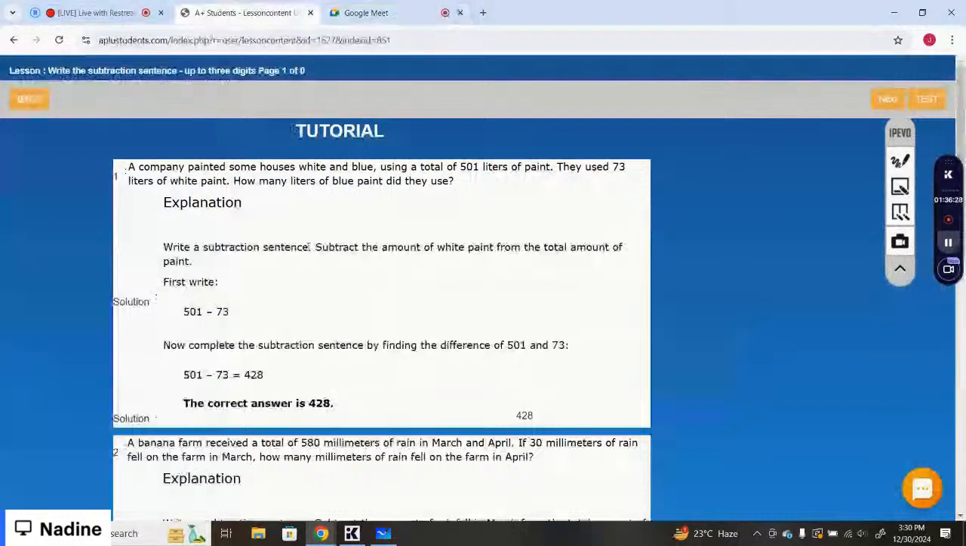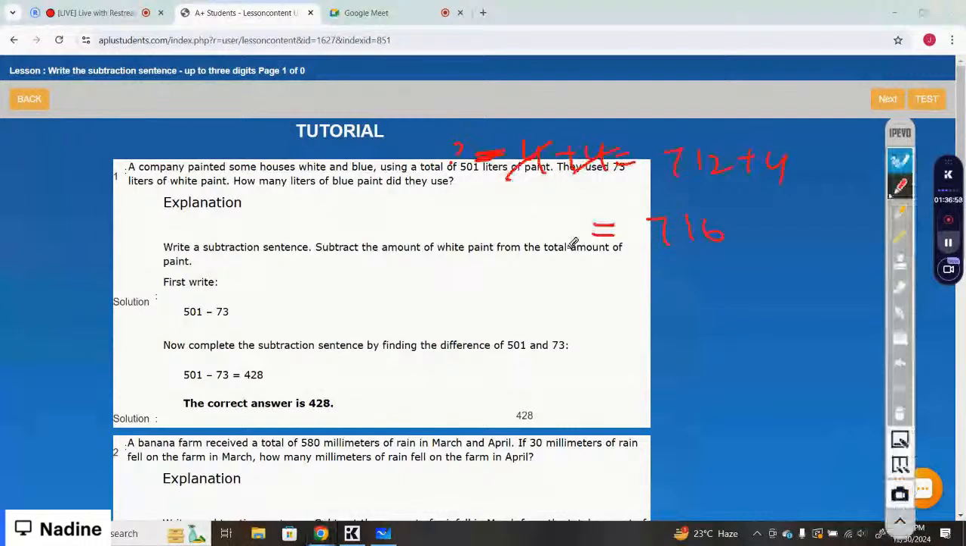A company painted some houses white and blue using a total of 501 liters of paint. They used 73 liters of white paint. How many liters of blue paint did they use? Which is the correct option? The total paint is 501. 73 liters of white paint they used. So you have to subtract 73 out of 501.